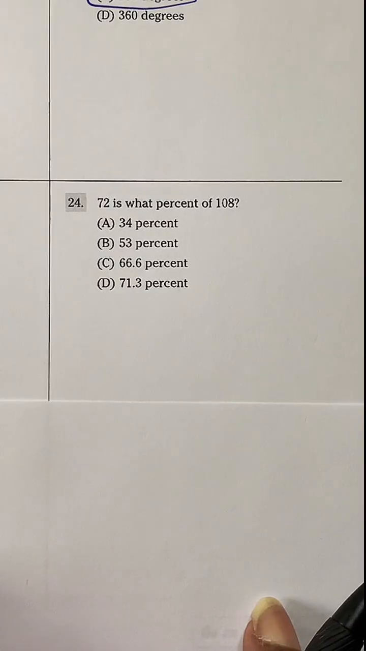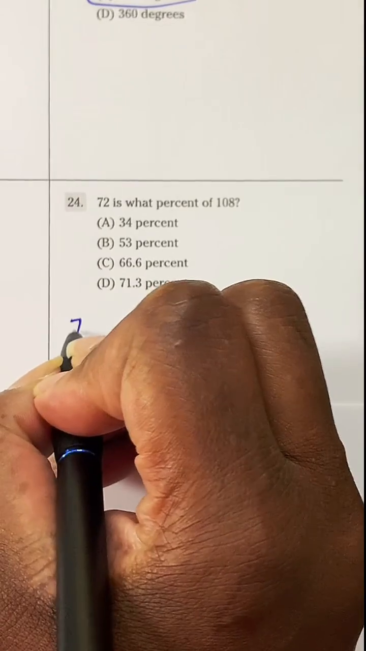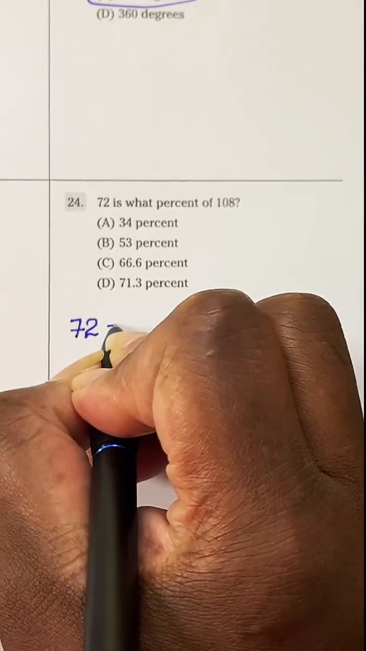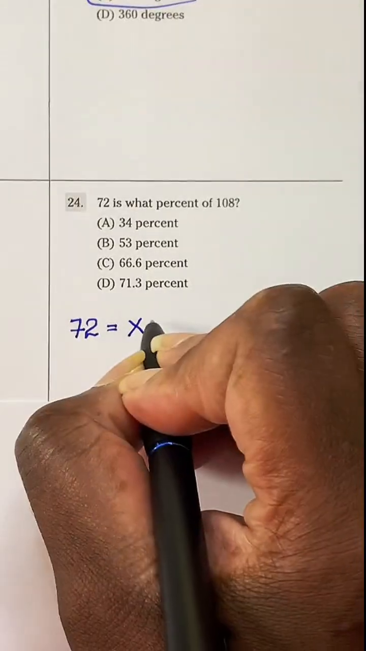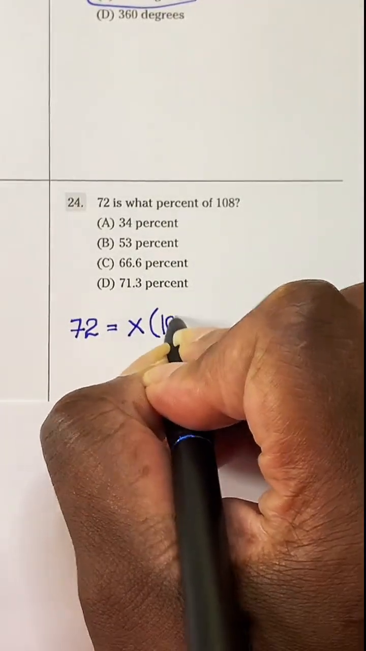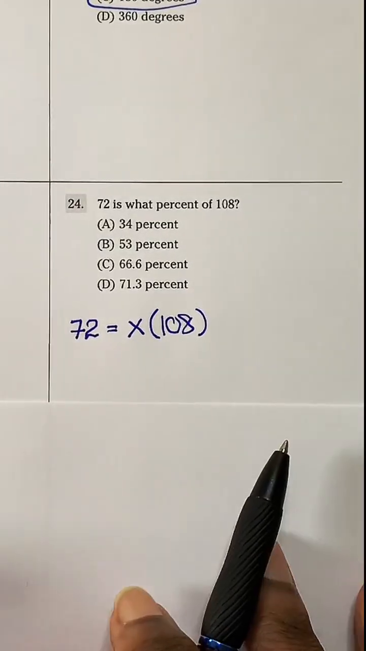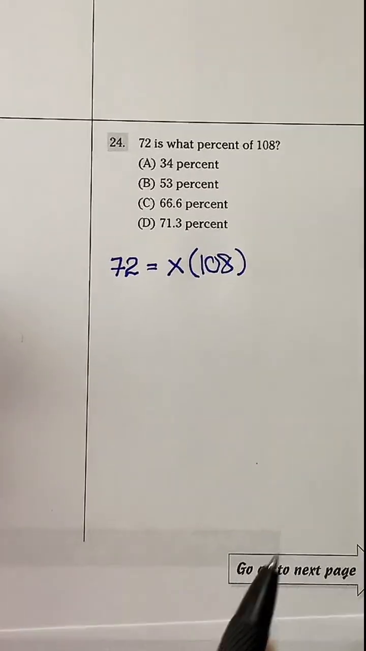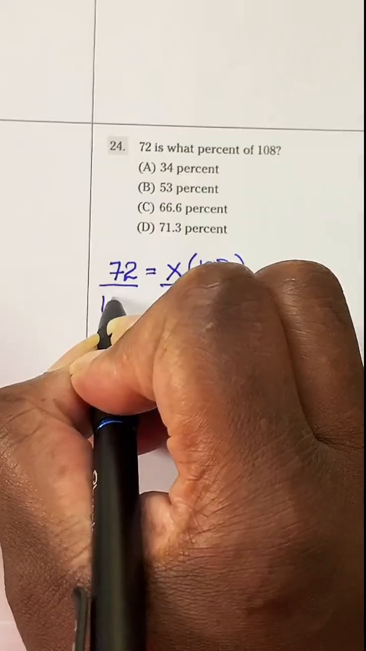Let's take a look. All right, 72 is, which equals, what percent? We don't know. That's our unknown. Of 108. So in order for me to solve for this, I need to solve for x. So I'm going to divide both sides by 108.